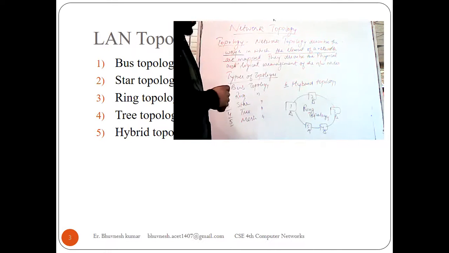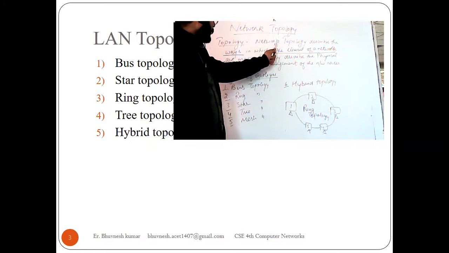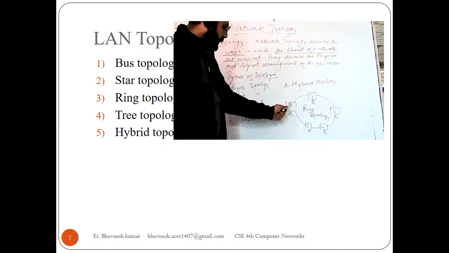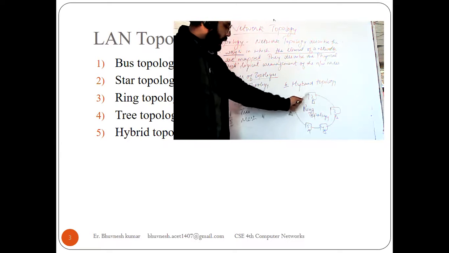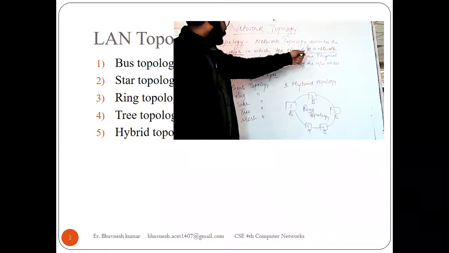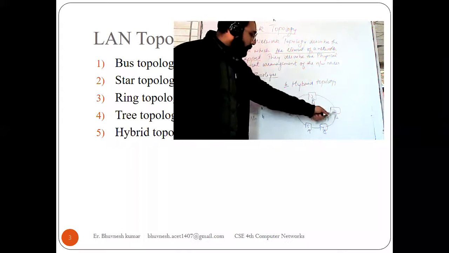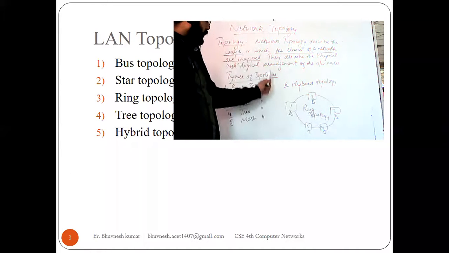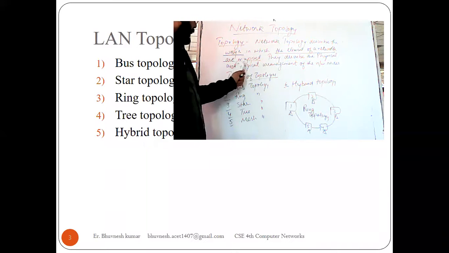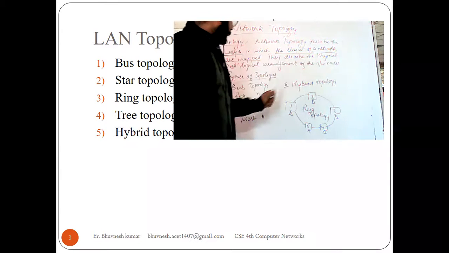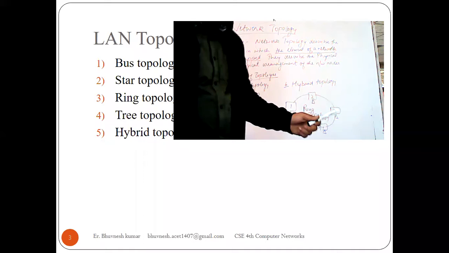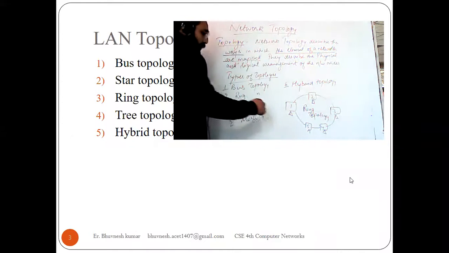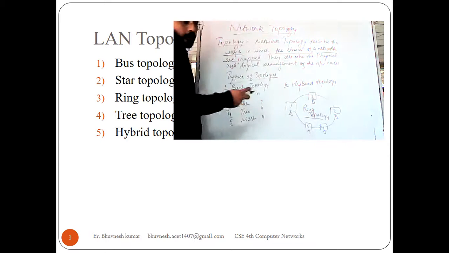The network topology also describes the way in which the elements of the network are mapped. These are the elements, the computers and laptops, and I have mapped them like a ring and created a network. They describe the physical and the logical arrangement of network nodes. So which topology is it? It is a ring topology.